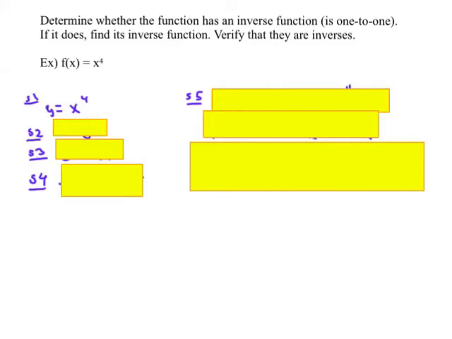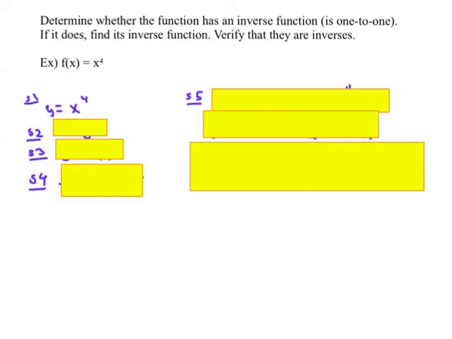Okay, let's take a look at this example. In this example, it says determine whether the function has an inverse function. In other words, is it one-to-one? And if it is not, we need to restrict it. If it does have an inverse, we're going to find its inverse function. And then we're going to verify it through a proof.